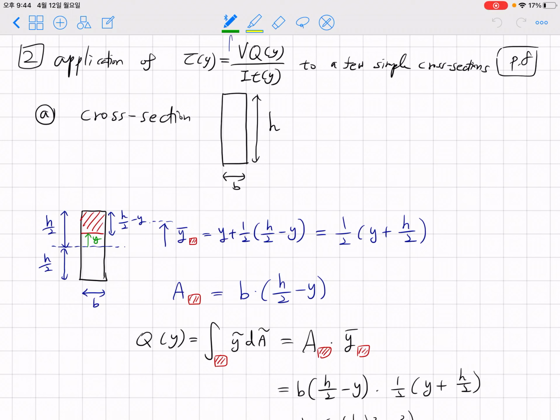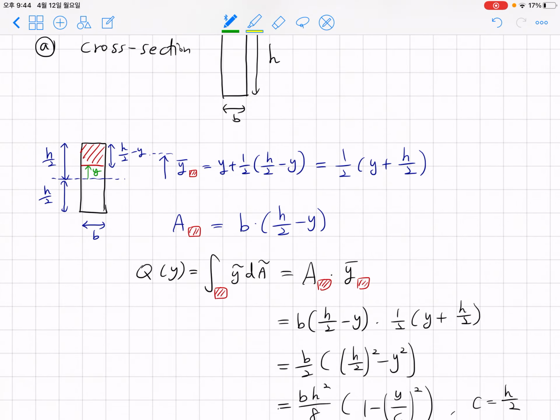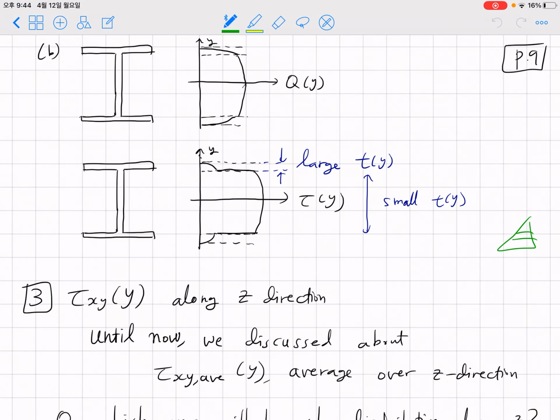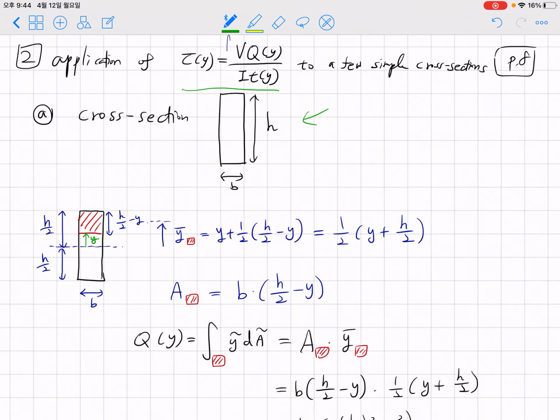And as a continued discussion about application of this formula, let's consider a few simple cross-sections. Actually, even though I tell you that it's a few simple cross-sections, I will mainly consider the rectangular cross-section, and then I'll consider this I-shaped cross-section. So let's first consider the simplest possible cross-section you can imagine, which is a simple rectangular cross-section. The cross-section has height of h and the thickness of b. So this is a cross-sectional view, not front view.